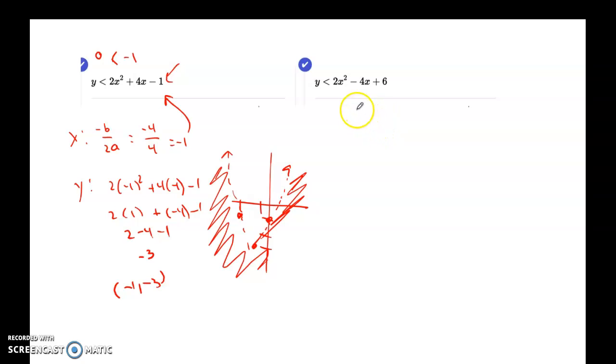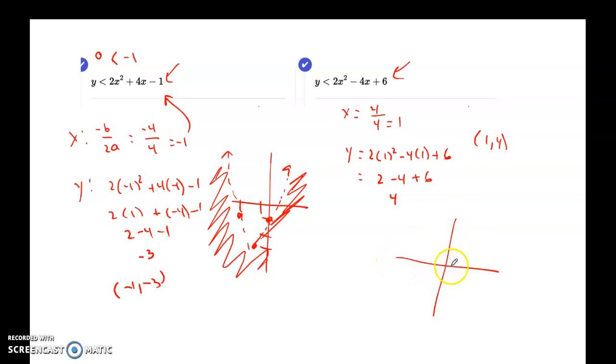Okay, so for this one, x is going to be negative b, so 4 over 2a, which is 1. The y is going to be, substitute back in there, 2 times 1 squared minus 4 times 1 plus 6. So you're going to have 2 minus 4 plus 6, which is 4. So your vertex is 1, 4, and your y-intercept is 6. So you're going to graph 1, 4, and of course you have the graph paper to choose from. Your y-intercept is 6, so you go on the other side, and it's going to be 6 up here.